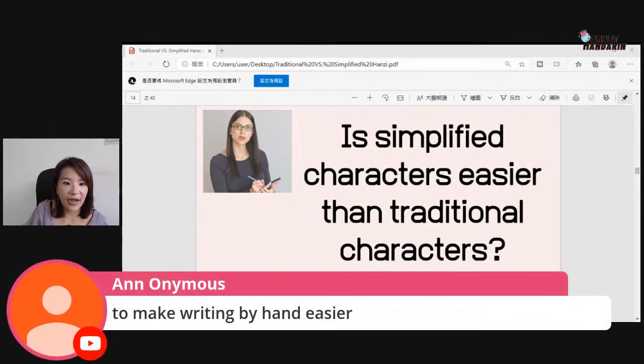Yeah, simplify is to make writing by hand easier. Yes, if you want to write by hand easier, of course. But nowadays, I don't think a lot of people are writing by hand. Like me, for example, my native language is, of course, Mandarin Chinese, but I don't write by hand very often.